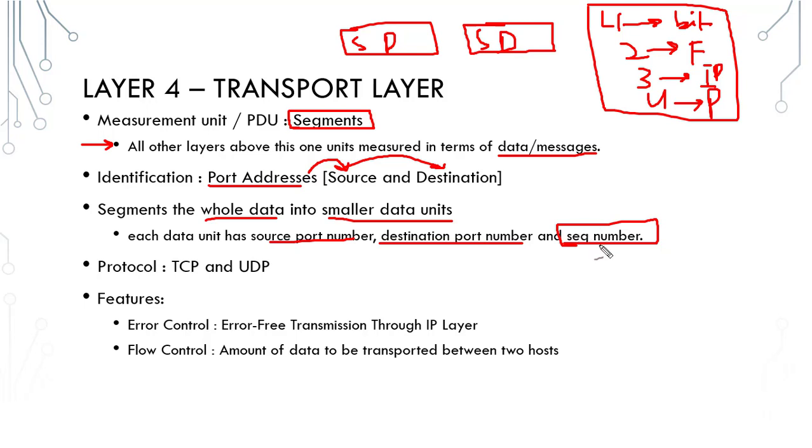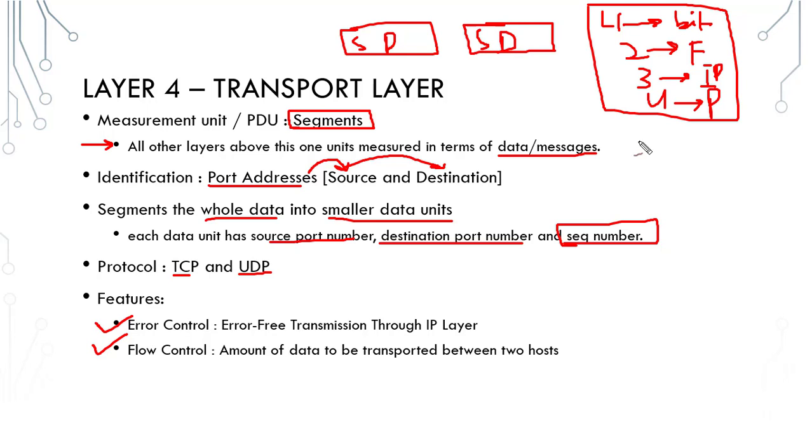Okay, I will explain a bit about sequence number. The protocols used at the transport layer are TCP and UDP. Just like layer 2, the transport layer also has error control and flow control. So let's come back to sequence number. I will explain sequence number in conjunction with error control.